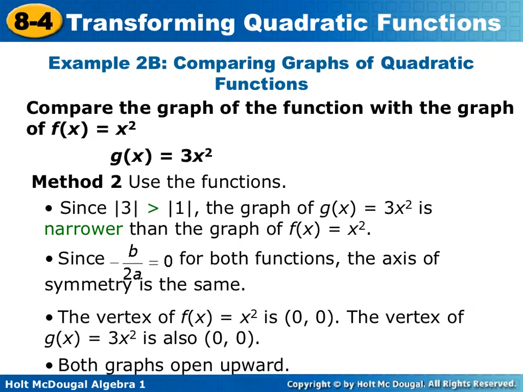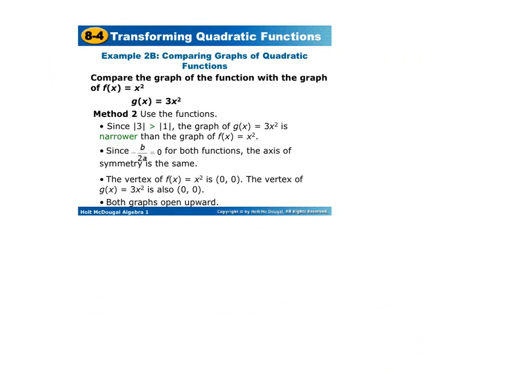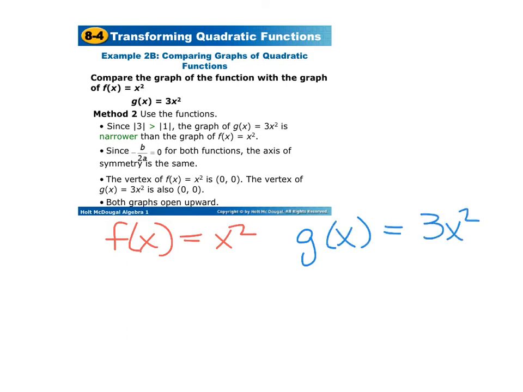Let's try another example. All right, I'm going to compare f of x to g of x. First of all, does it change direction? Are they both the same sign, or are they different signs? Same sign, right? So they're both facing upward. Everybody good on that part? Because the A is positive on both.